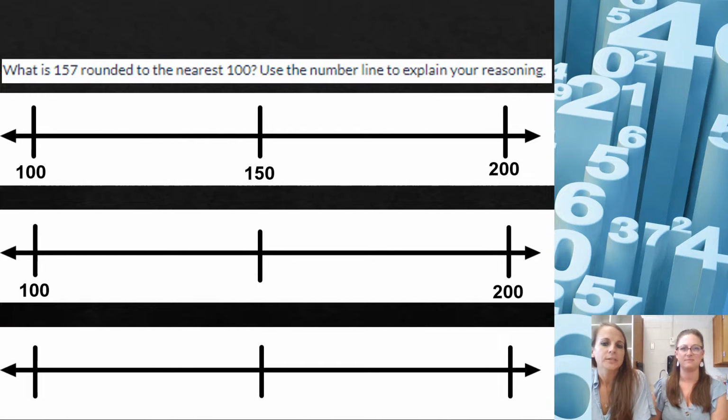Our first task, you're going to take a look at the 3 different number lines that you see and think about what do you notice, what do you wonder, and maybe what are some of the differences or similarities between the different number lines that you see. Work together as a team, pause the video, and we'll be right back.